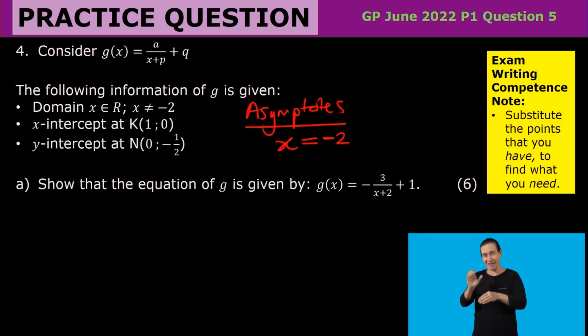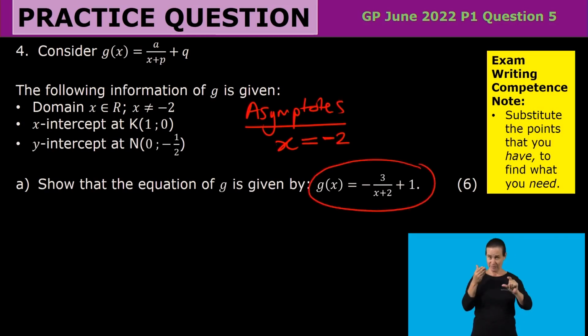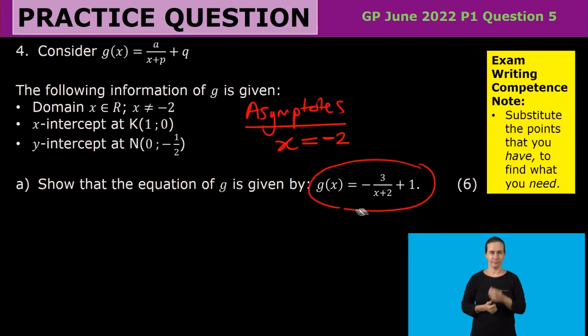And of course, we can already substitute that into our equation. Then we've been given an x-intercept of k, which is (1;0), and a y-intercept of n, which is (0;-1). So the first question says, show that the equation of G is given by. So we have been given an equation. Now, when it comes to these questions that ask us to show that an equation is a certain equation, you need to make sure that you do not use the information that has been given. This is the result that we are supposed to get in the end, right? So we need to make sure that we do not use what we have been given here.